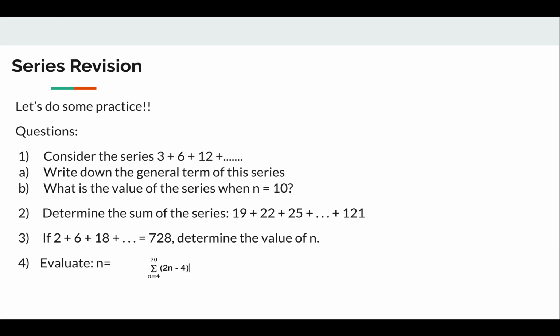Okay, one more minute, guys. Okay, let's go through this question, guys. So we have a series here. They give us the first three terms, 3 plus 6 plus 12. And three terms is all we need to determine whether we're working with an arithmetic series or a geometric series.